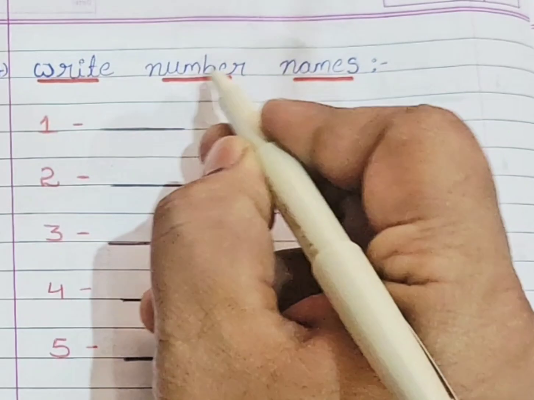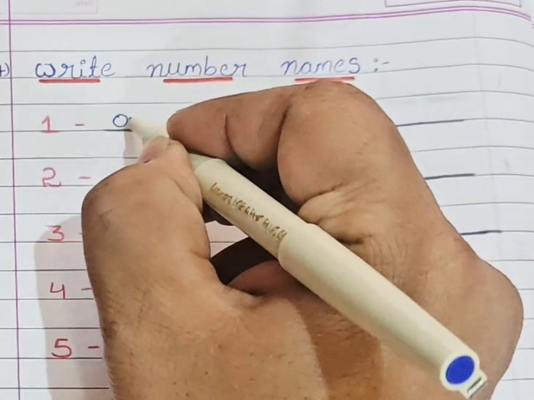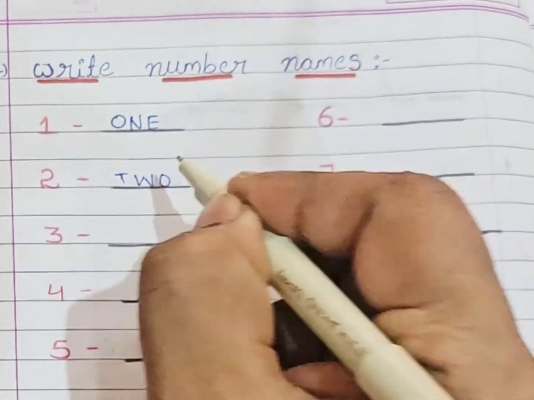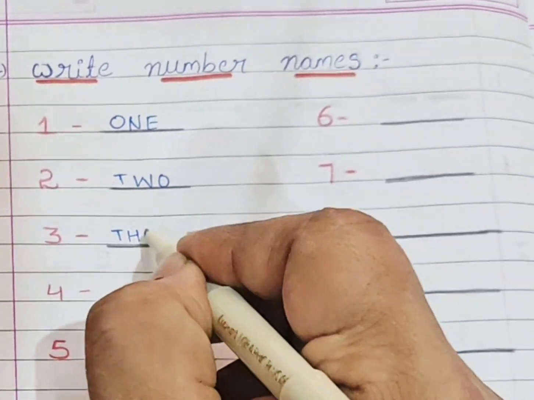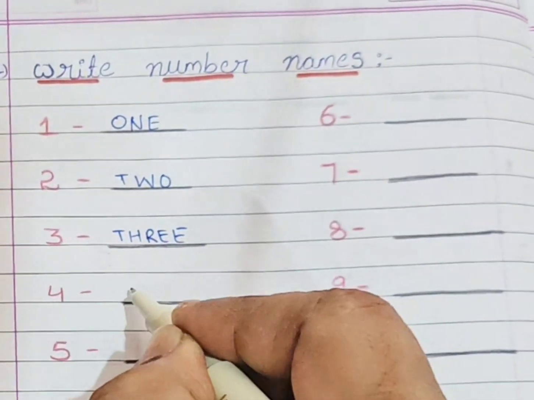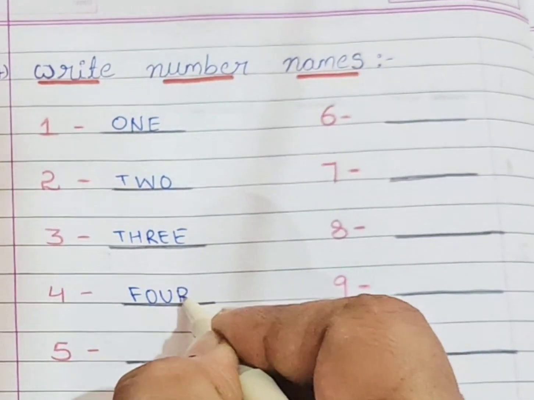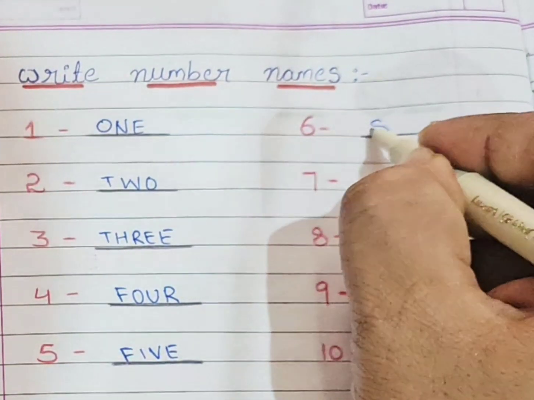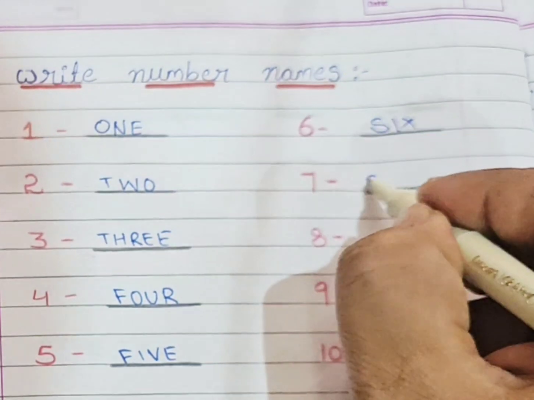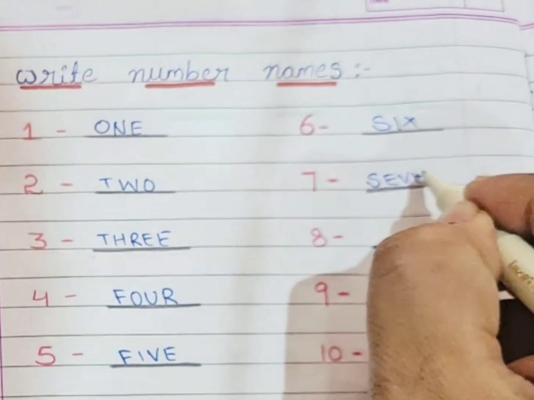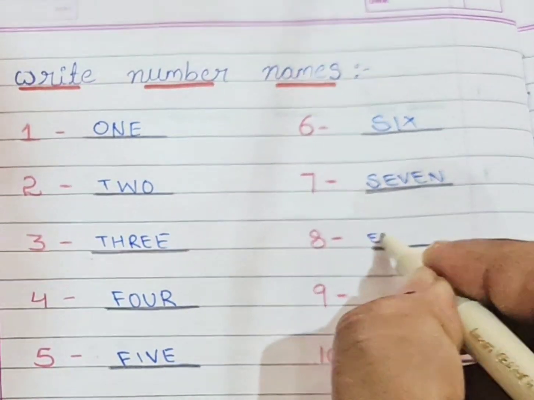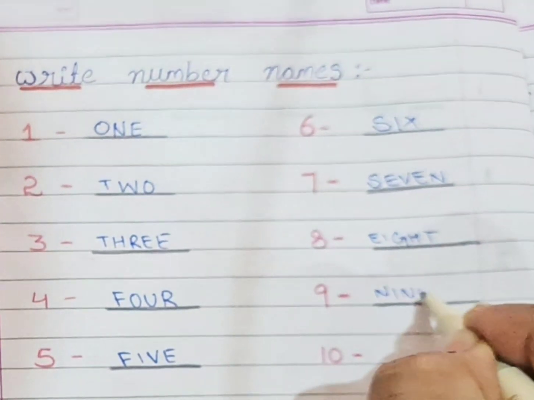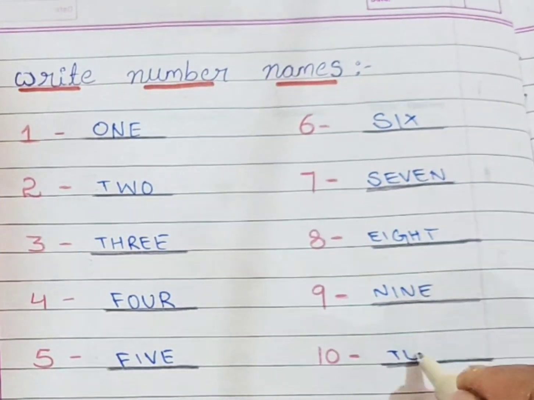Fourth one is write number names. 1, ONE. 2, TWO. 3, THREE. 4, FOUR. 5, FIVE. 6, SIX. 7, SEVEN. 8, EIGHT. 9, NINE. 10, TEN.